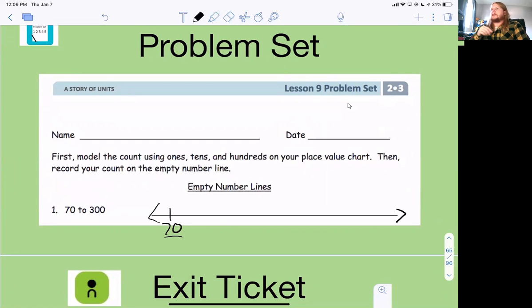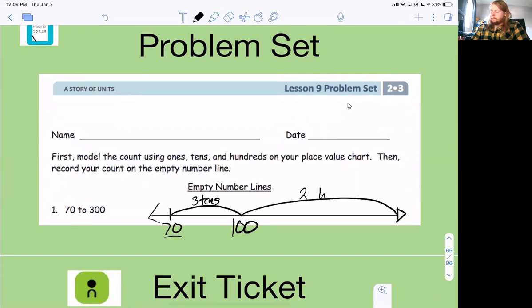So let's go ahead and count with 70. So 70 to 80, 90, 100. There are 3 tens in 70, which will get us to 100. Now I'm going to do the same thing with 100 to 300. So I'm at 100, 200, 300. There are 2 hundreds and 300. Perfect.